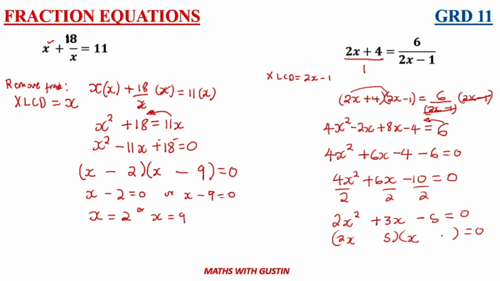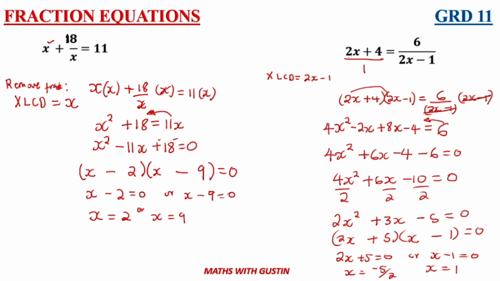So it's going to be 5 and also a 1 there, and this number needs to be negative. Okay, there you go. So it means now our x value will be 2x plus 5 is equal to 0, or x minus 1 is equal to 0. So therefore x will be equal to negative 5 over 2, and then x will be equal to 1. And that's how you would deal with a question like this one, guys, step by step.